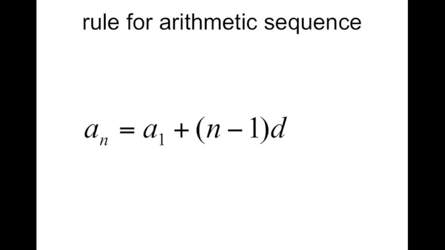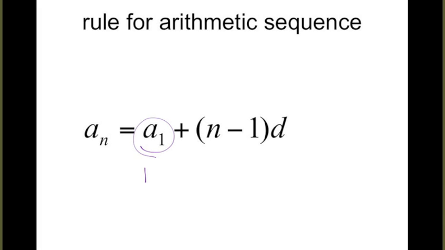So a sub n is going to be a variable. Okay? That means any term of the sequence down the way. Okay? A sub 1 is not a variable. It is a specific term. It is the first term of the sequence. Okay? So when we see a sub 1, that means the very first number.